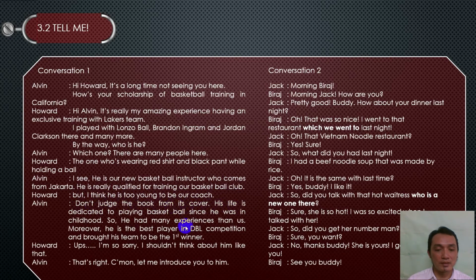"Don't touch the book from which his life is dedicated to play." "Dedicated to" is also a prepositional verb, "be dedicated to." This can be changed to "be dedicated by," "be dedicated with," "be dedicated at," "be dedicated from." It can be changed. "Dedicated" should be followed by "to": "dedicated to playing basketball," followed by a gerund here.